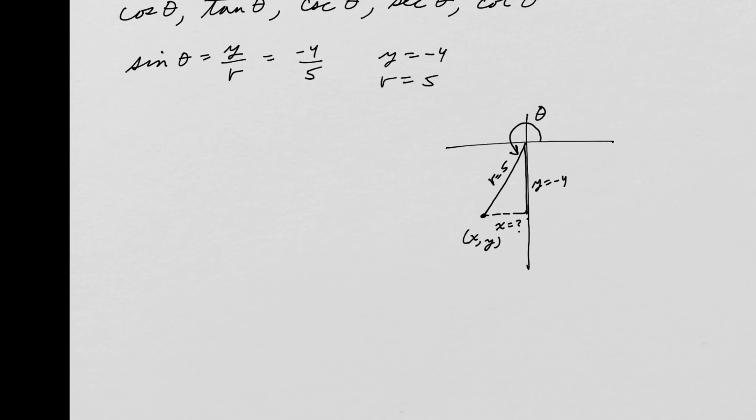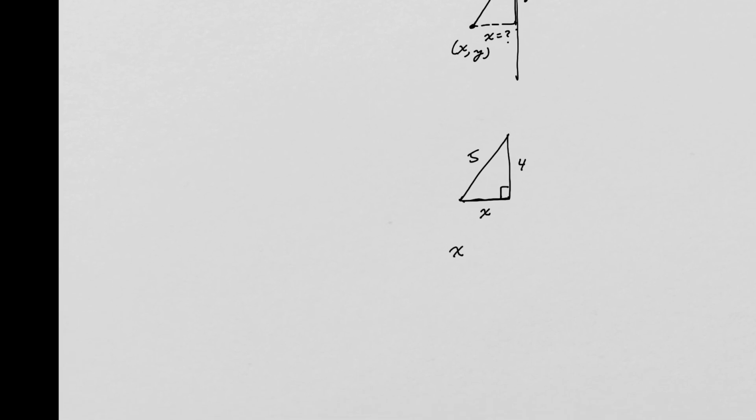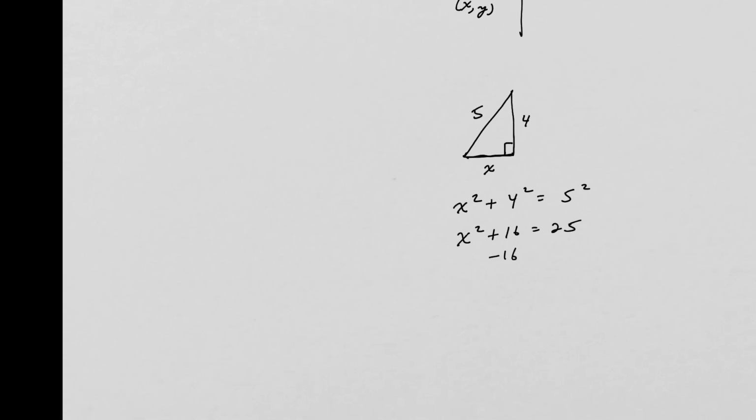Okay, so how do I figure out x? Well, I can use the Pythagorean theorem again, right? So I know that I have this right triangle. This is length 5. Now I'm not going to put negative because it's just a length. I'm using a right triangle now. So this is length 4. This is x. So I know that x squared plus 4 squared is equal to 5 squared. So x squared plus 16 is equal to 25. And if I subtract 16 from both sides, I'm going to get x squared is equal to 9.